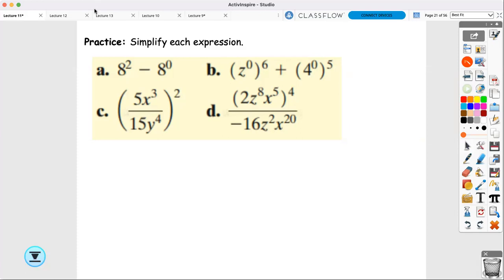All right, guys, let's take a look at a squared minus 8 to the 0. Go ahead and input your answer for A now into the chat. Correct. It is 63 because 8 squared is 64, and then 8 to the 0 is 1. 64 minus 1 is 63. Good job, everyone.